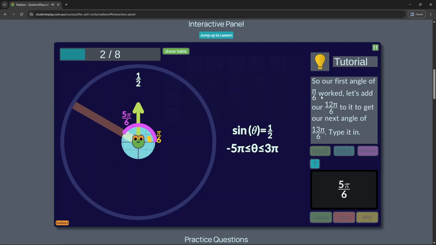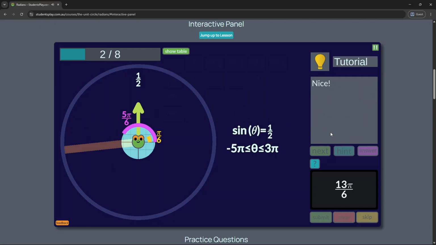So our first angle pi on 6 worked. Let's add our 12 pi on 6 to it to get our next angle of 13 pi on 6. So 1 pi plus 12 pi is 13 pi. 13 pi on 6. Nice.